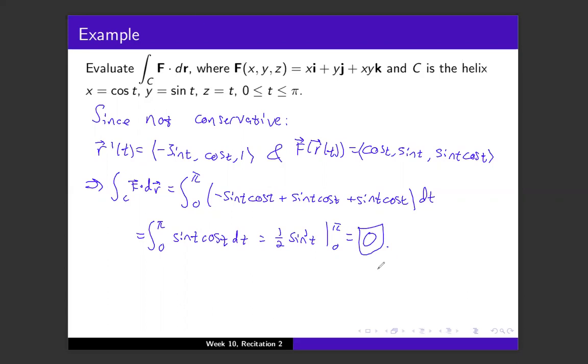So that's the solution to the problem. We tried seeing if it was conservative, and we immediately found that it wasn't. That's okay, there's nothing wrong with that. It just means that we need to use a different plan of attack. In this case, this was the only really viable option for us.